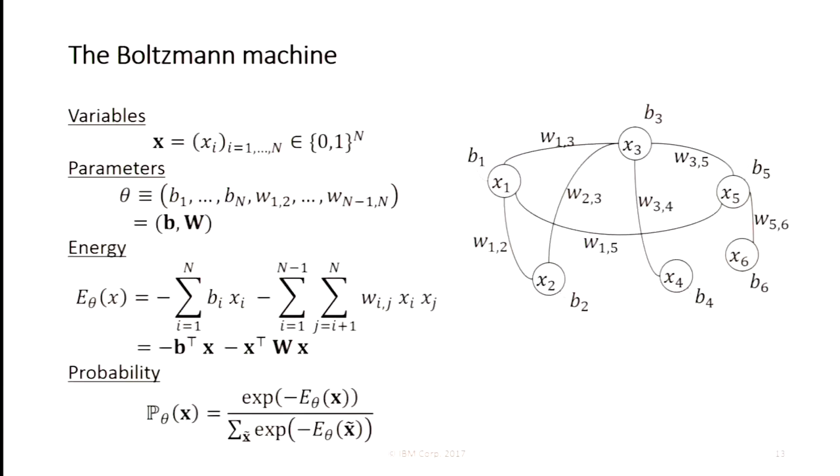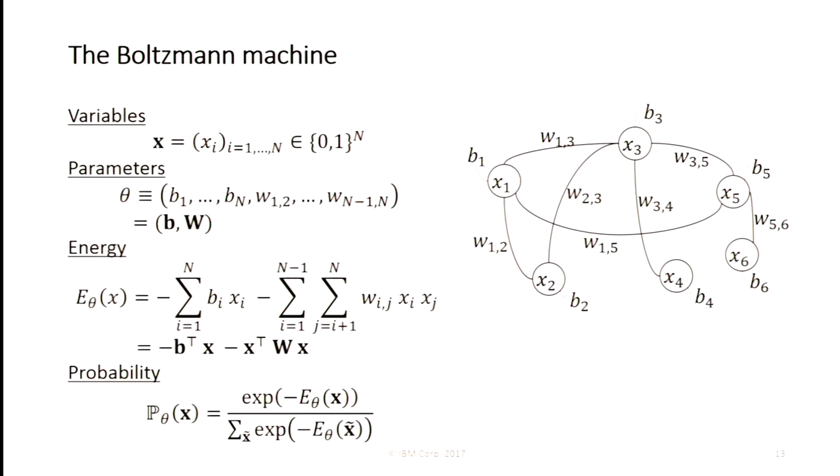Okay, so a Boltzmann machine consists of a set of units and the connections between those units. Each unit takes some binary value. So a Boltzmann machine can be used to define a distribution over binary patterns.